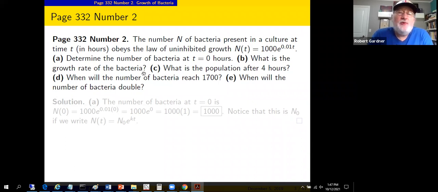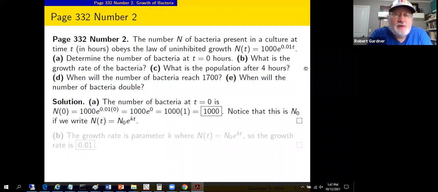What's the rate of growth of the bacteria? That was the coefficient of t by definition. What is the population after 4 hours? When will the number of bacteria reach 1,700? When will the number of bacteria double? So we'll start with this exponential function and answer each of those.